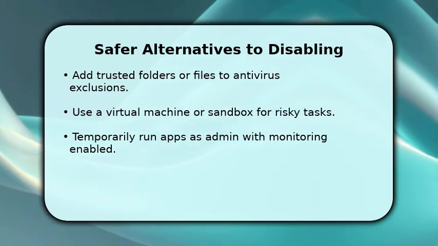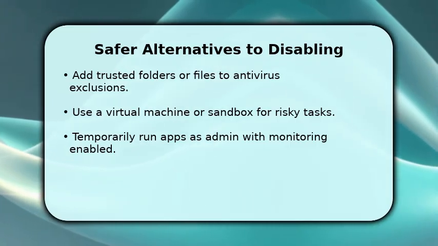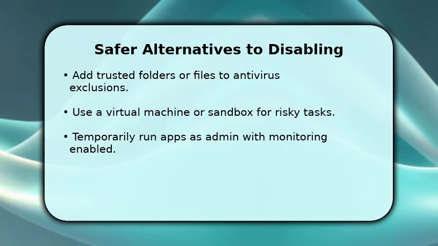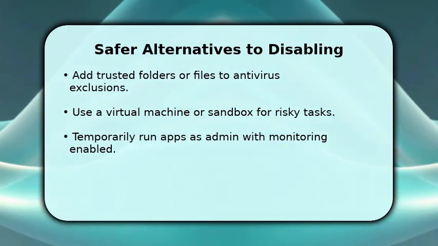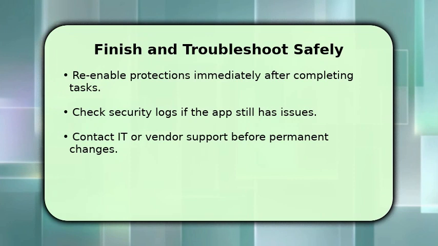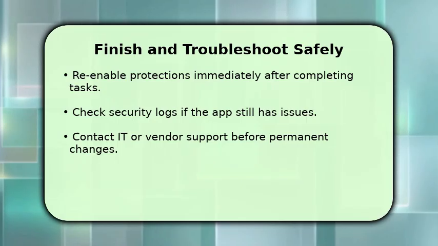If a tool falsely flags your file, submit it to the vendor for analysis and add an exclusion only for that verified artifact. This preserves broad protection while solving the immediate problem. Complete work swiftly, then re-enable full protections and run a quick scan. You must restore defenses right away.